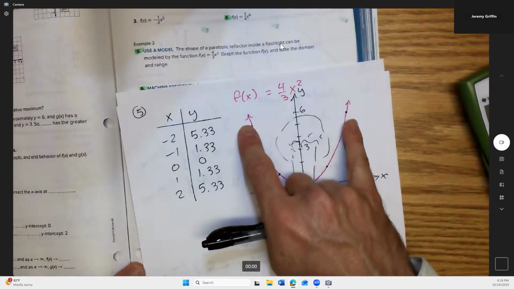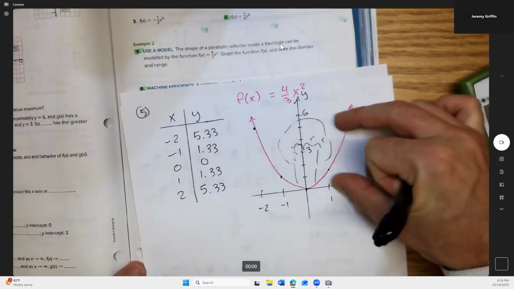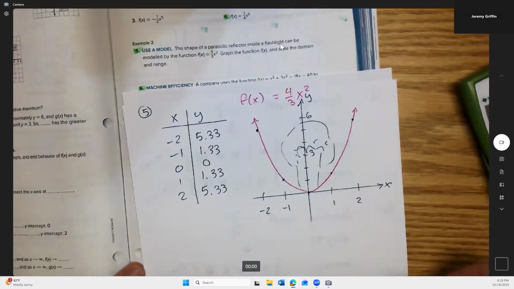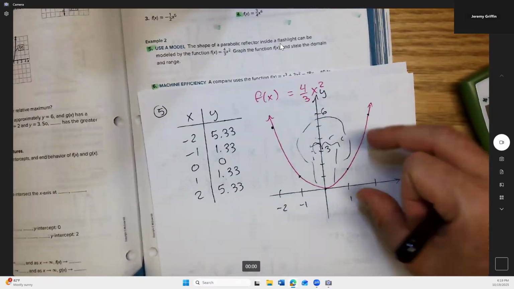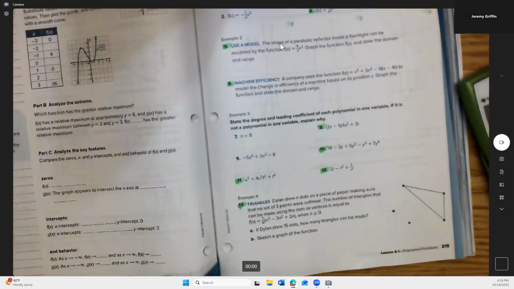I think realistically, the domain and range would be the width of the flashlight and how deep the flashlight is or something like that. But mathematically, I think it would just be all real numbers on the x and then 0 to infinity for the y. And we just did one that's kind of like that. So I'll just go ahead and move on.